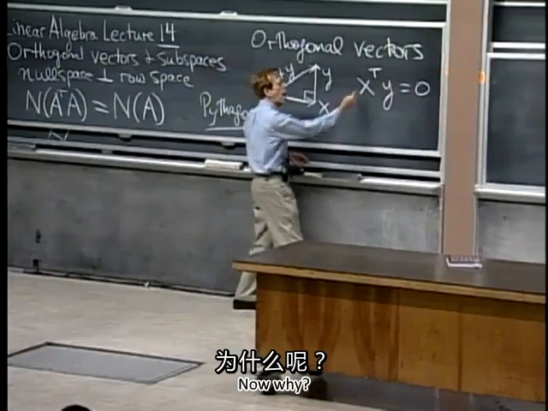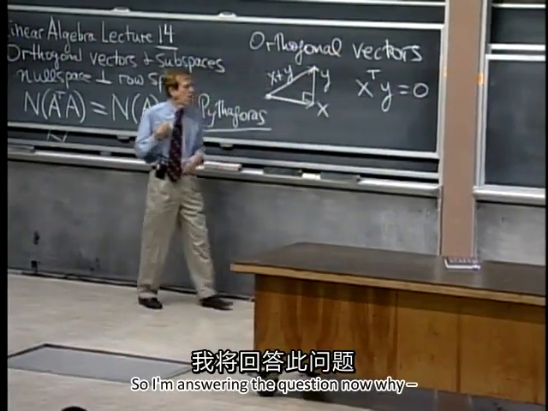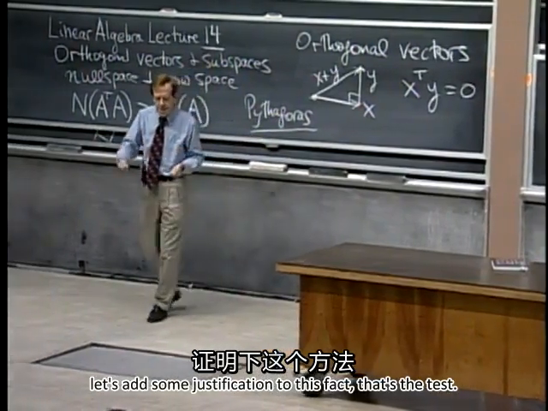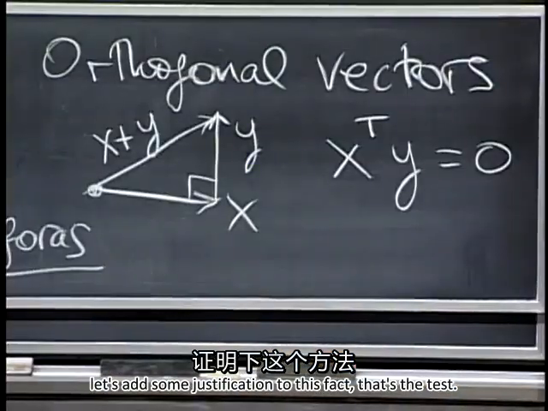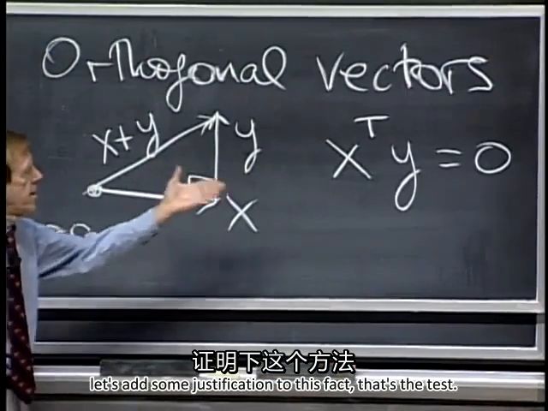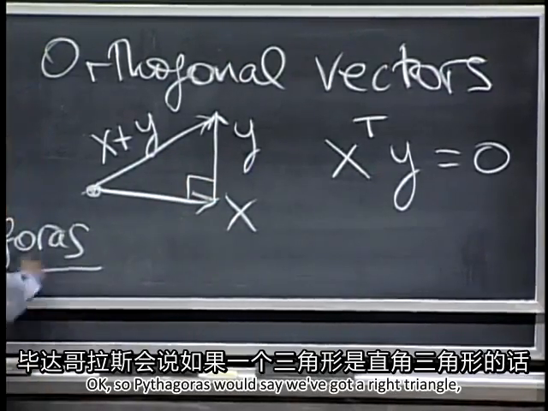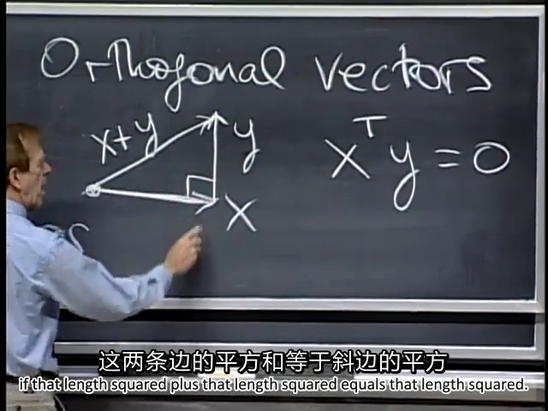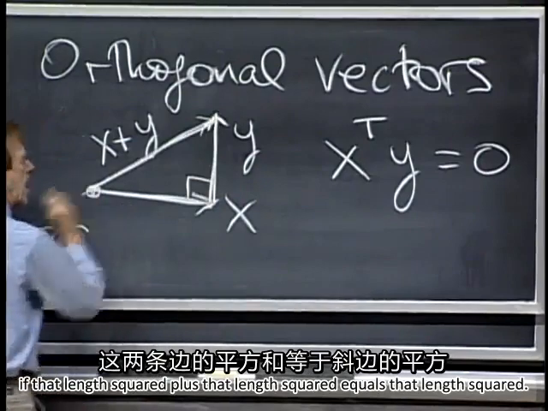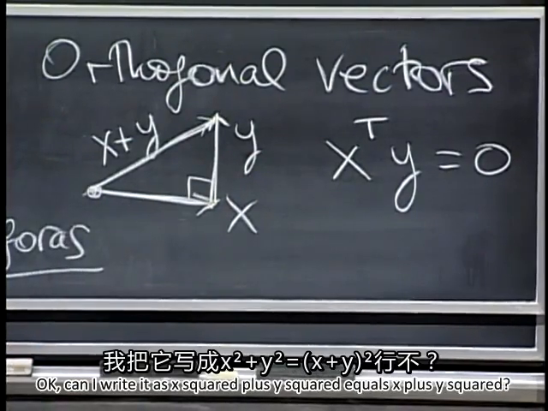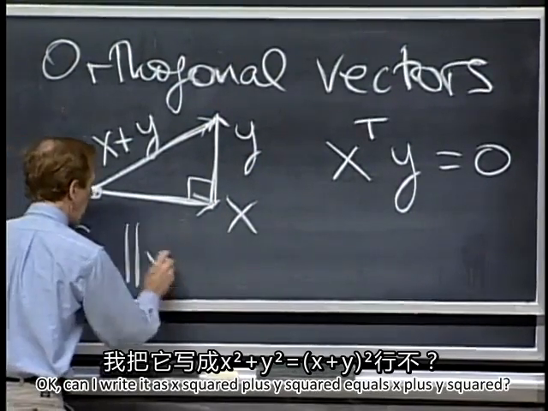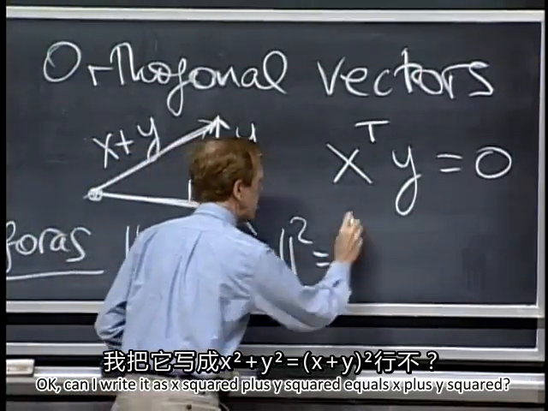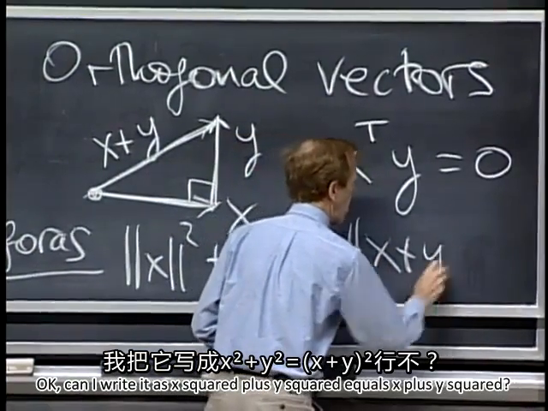Okay. Now I'm answering the question, why? Let's add some justification to this fact that that's the test. Okay. So Pythagoras would say we've got a right triangle if that length squared plus that length squared equals that length squared. Can I write it as x squared plus y squared equals x plus y squared?